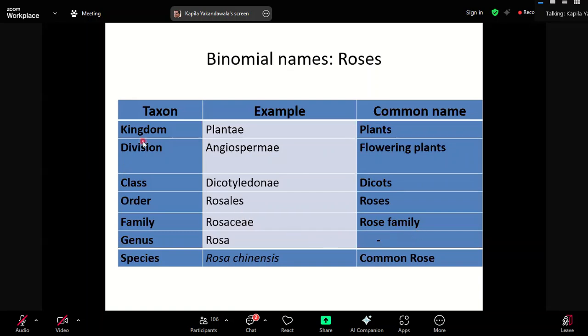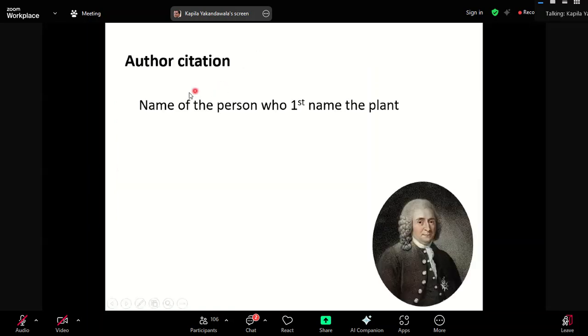You don't have to remember this, right? This is an example of giving a botanical name, a binomial name, for roses. So the name is Rosa sinensis. You know what the domain is, what the kingdom is, these things. So we classify it according to rules and regulations. Then there's another thing called author citation. It is given in the book as well.